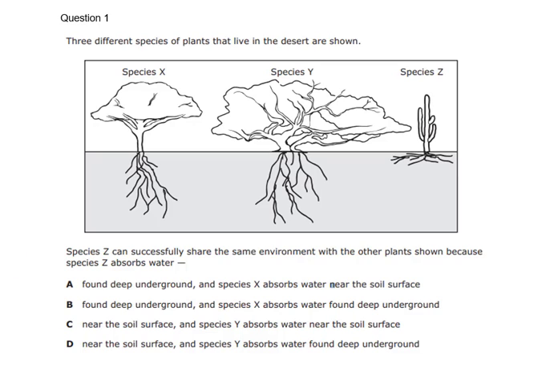And so what I'll do is read each statement, and I'm basically going to determine whether or not it's a true or false statement. If it's true, there's a chance that that could be the correct answer. All right, so here it says that Z can successfully share the same environment with the other plants because Z absorbs water how? So roots is where the plant can absorb water, so this is where I'm going to focus.